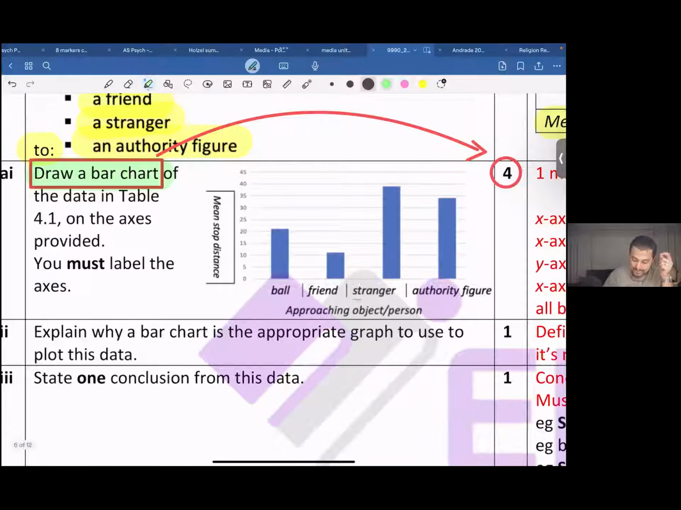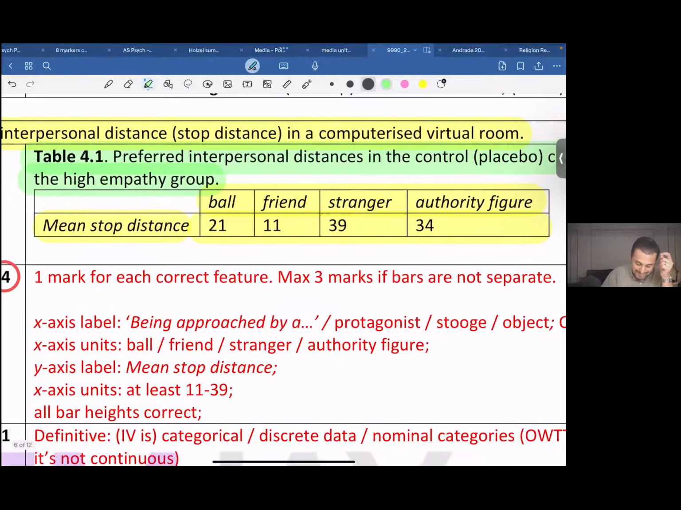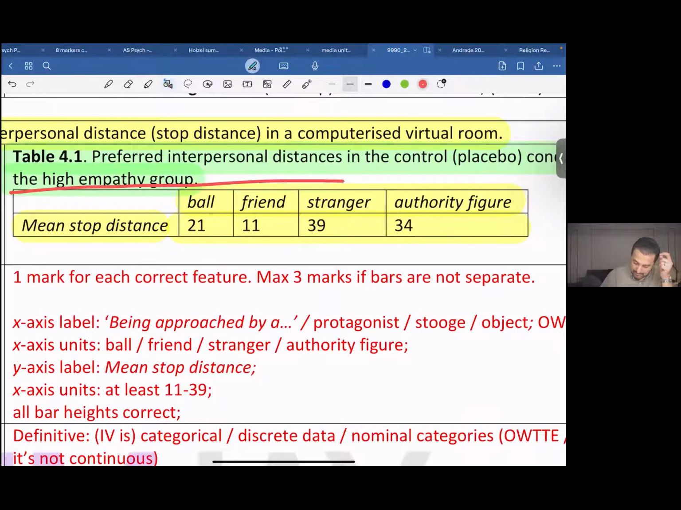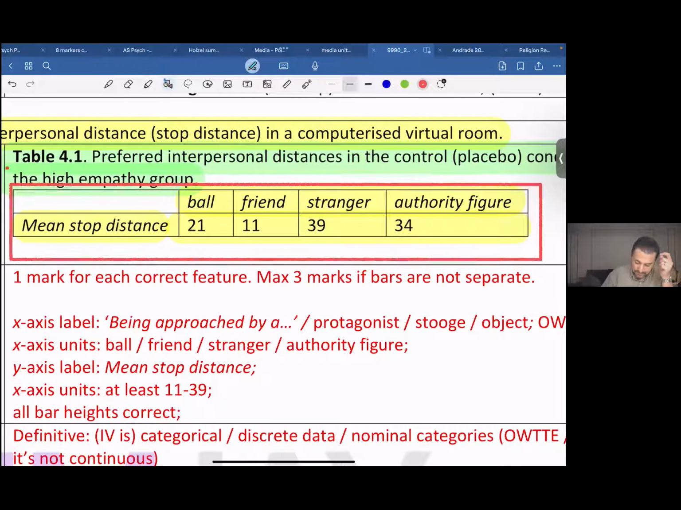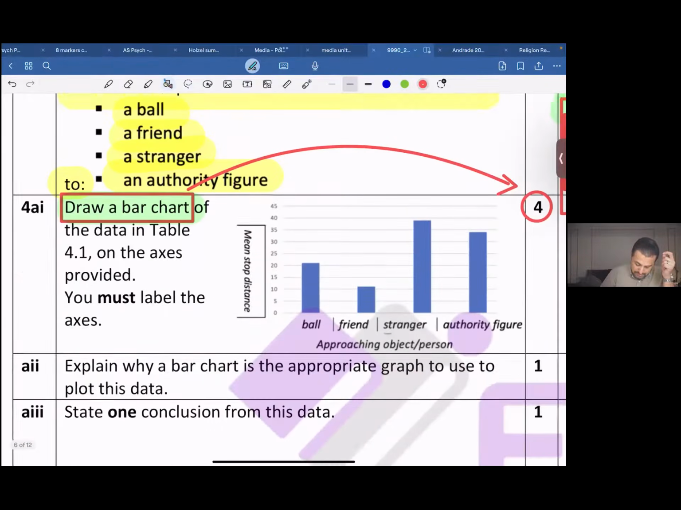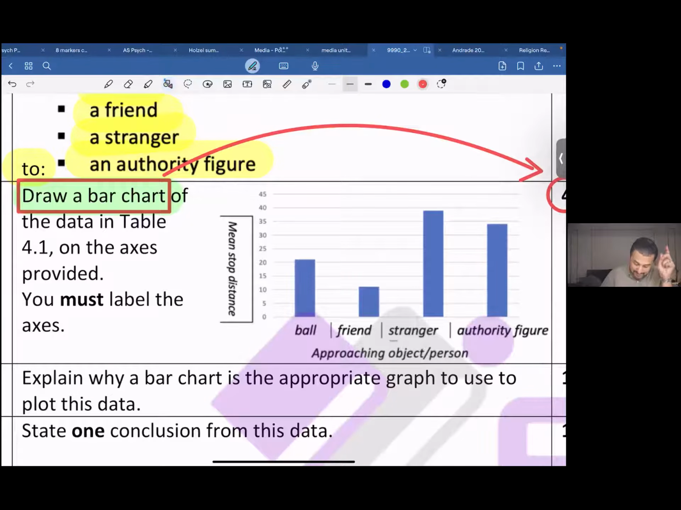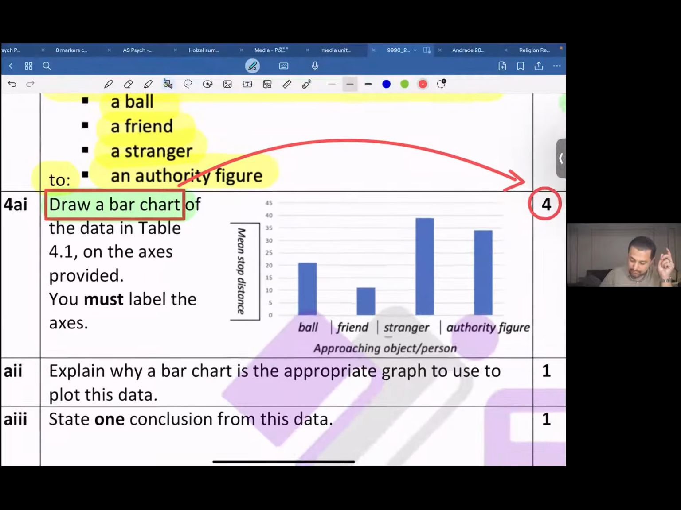So you are being asked to draw a bar chart of the data in table 4.1. This is the data we're talking about, right? You need to draw a bar chart keeping this table in mind. In table 4.1 on the axis provided, perfect. You must label the axis.